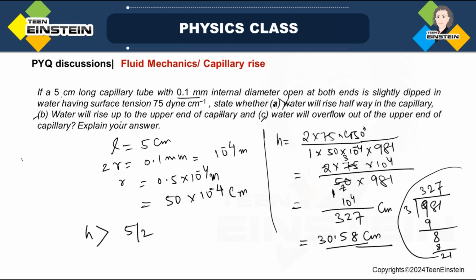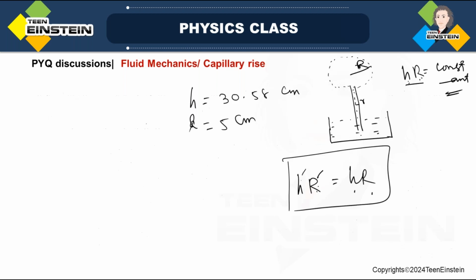Second, water will rise up to the upper end of the capillary. This is true because we have seen that the capillary tube is insufficient in length to accommodate the rise of water inside the capillary. In that case, the liquid will rise up to the upper end and spread out to adjust the radius of the meniscus in such a way that H into R remains constant.